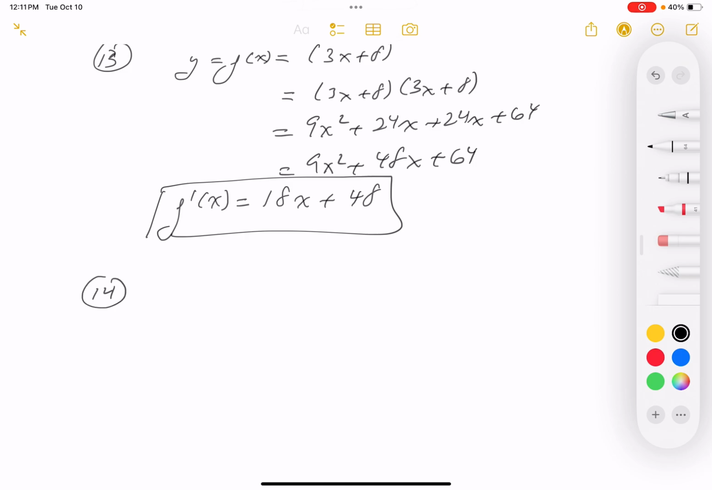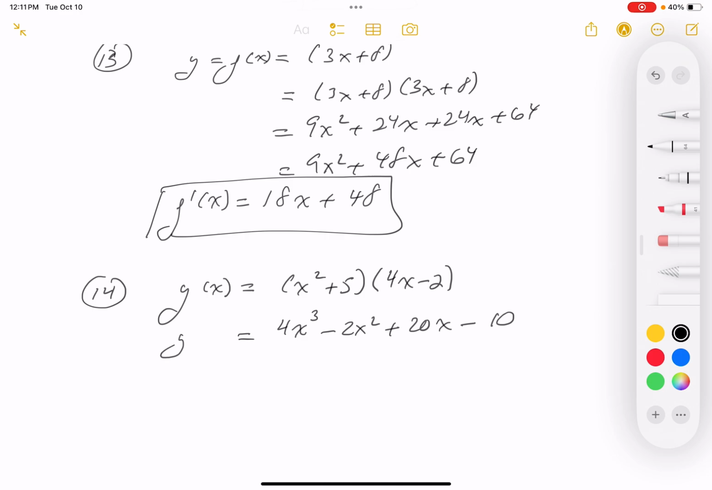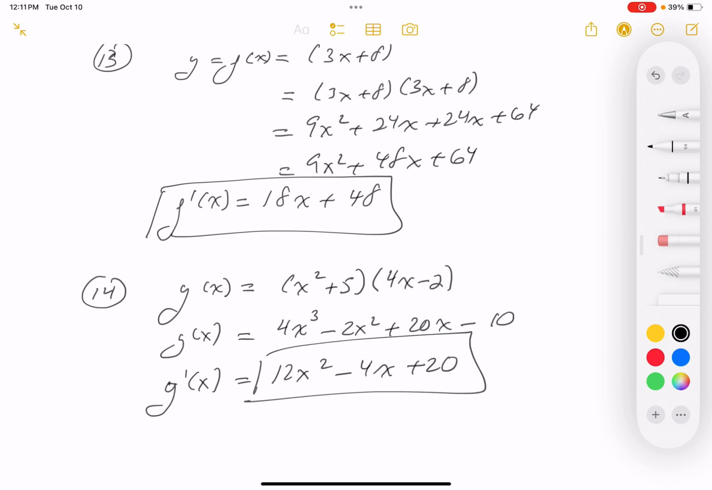And that's going to be g of x. G is a function of x. And that's going to be x squared plus 5 times 4x minus 2. Again, we're using a power rule, so I have to rewrite the problem. What do you get over there? 4x cubed minus 2x squared plus 20x minus 10. All right, this is g of x, by the way. What do they want? They want g prime. What do you have here? 12x squared minus 4x plus 20. Put in a box. Go to the next question.